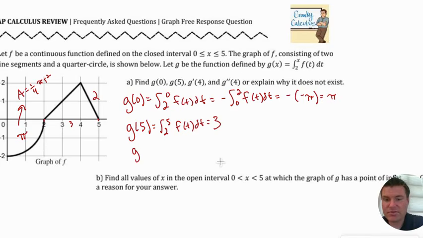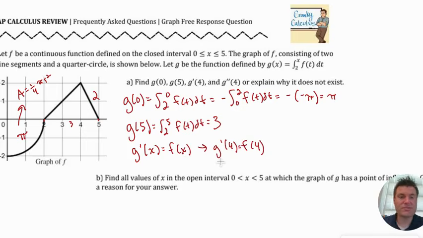Not a big deal. So g prime, before I even get to g prime of 4, g prime of x is equal to f of x. So if I want g prime of 4, I just need f of 4. Now, you might be asking yourself, hey, why is that just equal to f of x? We take the derivative of an integral defined function. That's the fundamental theorem of calculus, part 2. You're going to substitute the x into the t value and take the derivative of x, which is just 1. So that's why g prime of x is equal to f of x.